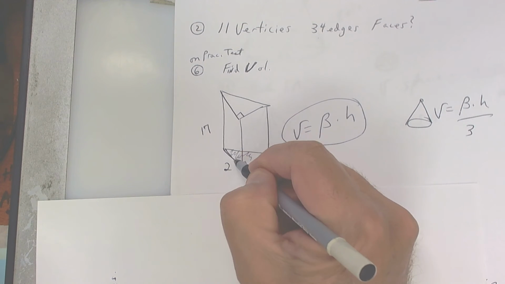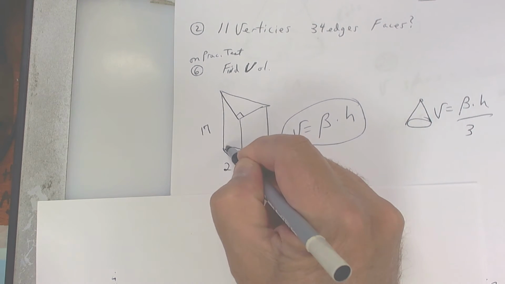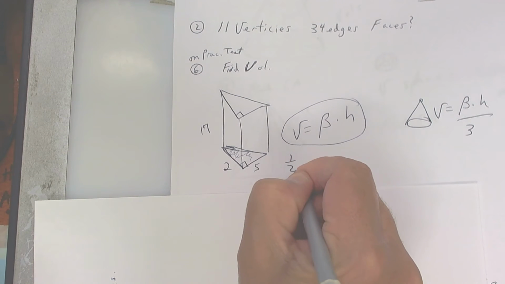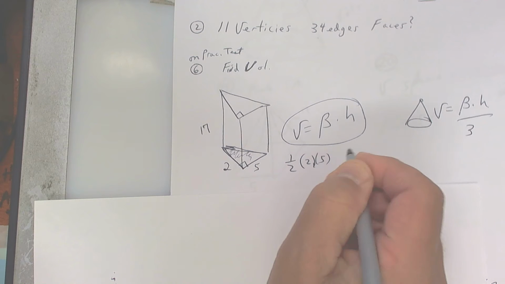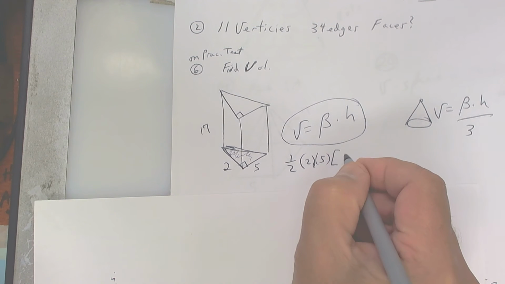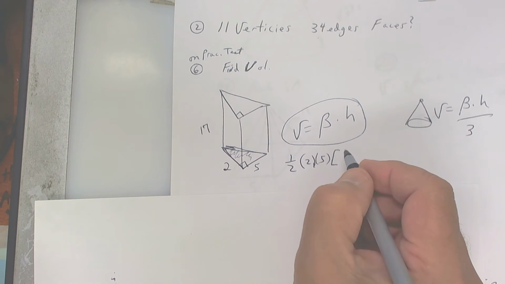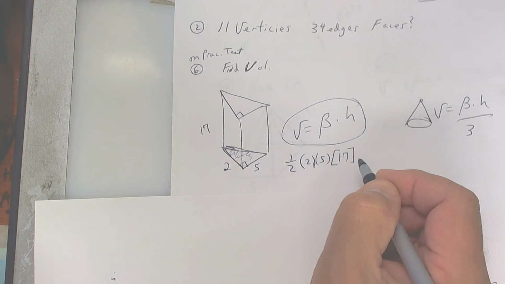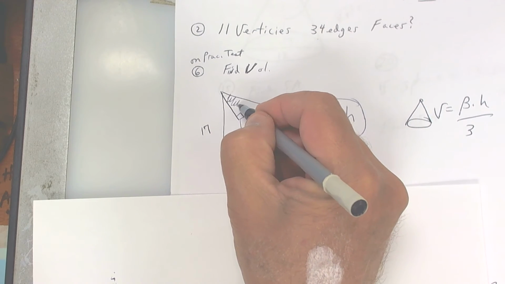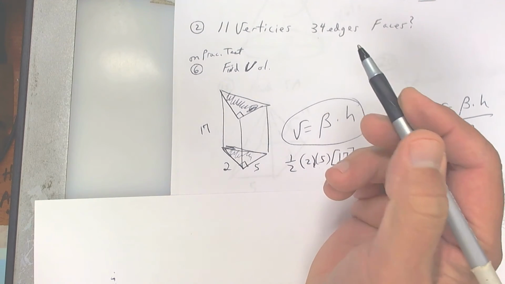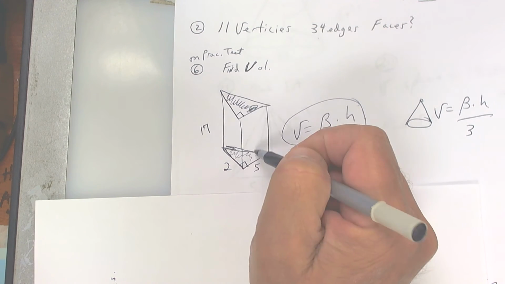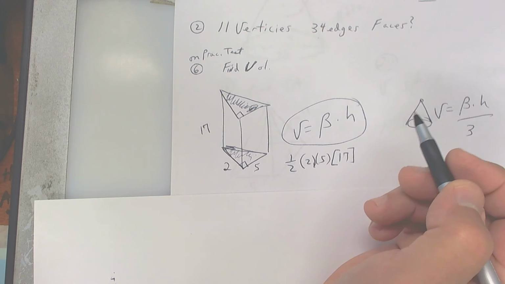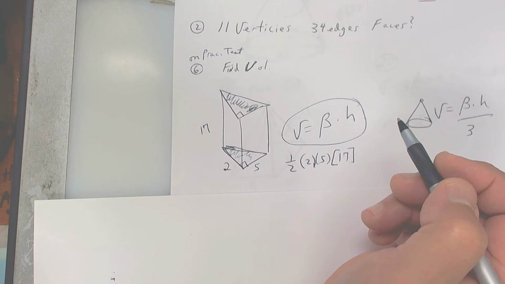So the bottom is a triangle. So it's 1/2 the base times the height times the height of the prism. And this is a prism because the top and bottom are the same. It's not a pyramid. So this is a prism. All right, in any event, you get your calculator and you multiply that out.